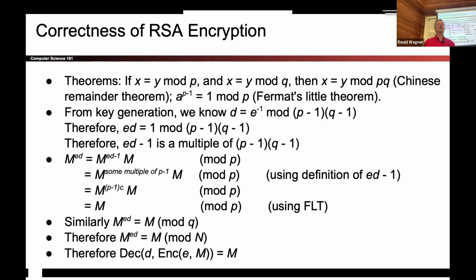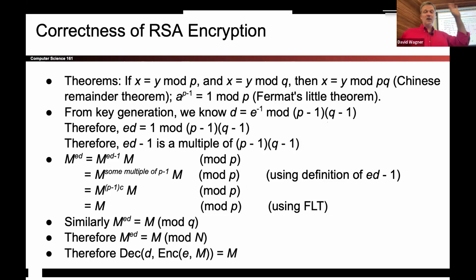What's 1 to the Cth power? Where C is some constant that I'm not telling you. 1. 1 to the Cth power is 1. 1 to any power is 1. 1 times 1 times 1 times 1. It's 1. So M to the p minus 1 times C must also be 1. So that whole term drops away, and all I'm left with is the M term.